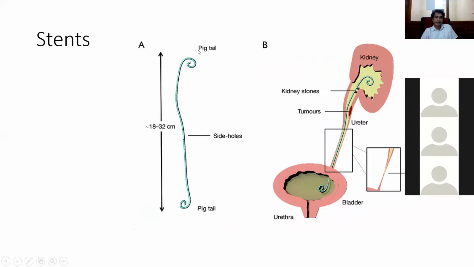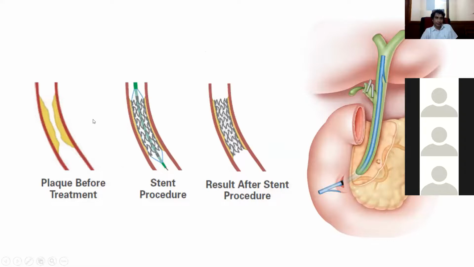You call this little bit at the end a pigtail, right? It's given that name after the tail of a pig, which looks like this, and this little J-shaped thing at the end prevents the stent from migrating upwards or downwards. So the ureter is a common place that a stent is inserted. In addition to that, you can have stents in other places also. For example, in blood vessels, right? Coronary arteries, limb arteries, you will see stents sometimes being inserted even in our surgical ward for blood vessels, right?